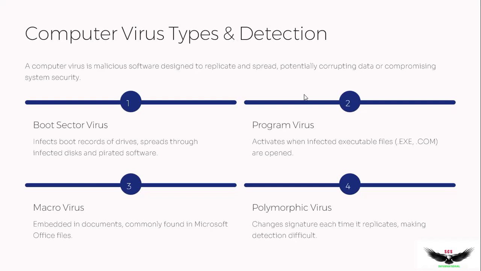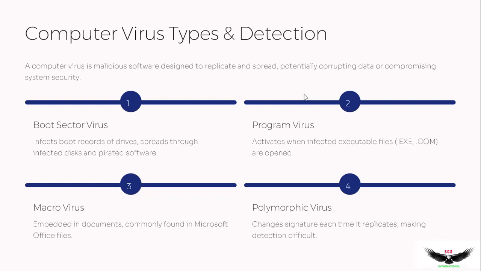We have what we call a program virus. A program virus activates when an infected file is opened. It activates when an infected executable file, particularly, is opened. Infected files are the ones with .exe, .com, those are the executable files I'm talking about.